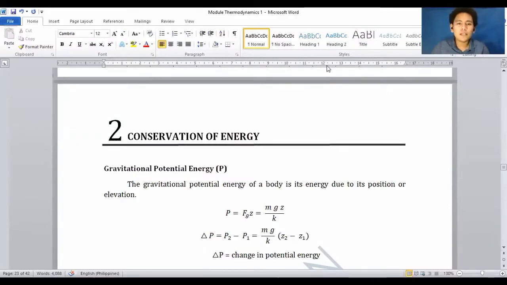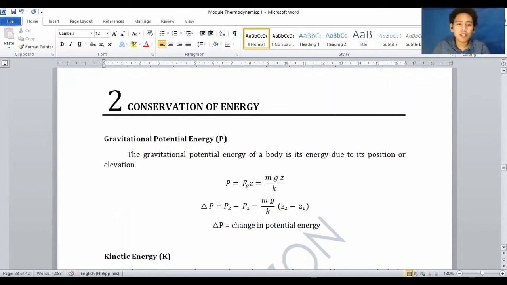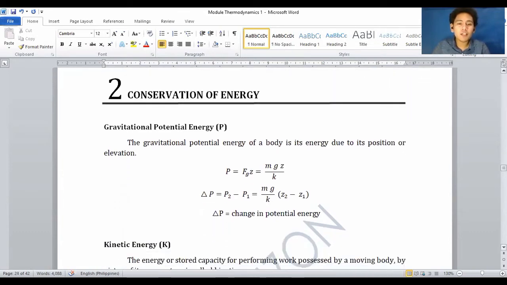So now this is our module 2. Our module 2 is all about conservation of energy. Our first topic for the conservation of energy is gravitational potential energy, or potential energy. The gravitational potential energy of a body is its energy due to its position or elevation.